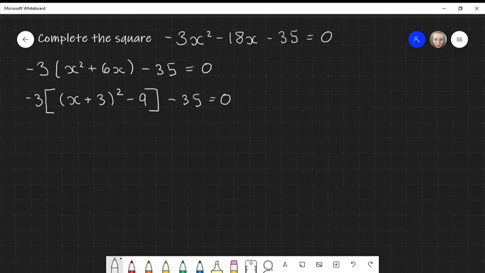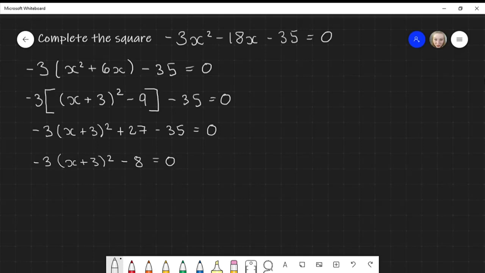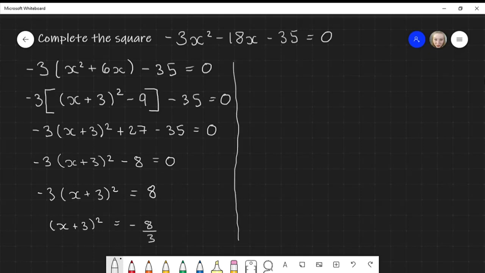Times everything inside the brackets by minus 3. Minus times a minus is a plus, so this becomes plus 27. Collect all the unit terms. Move the unit terms to the right hand side. Divide by minus 3. Again, be careful of your signs. Square root both sides.